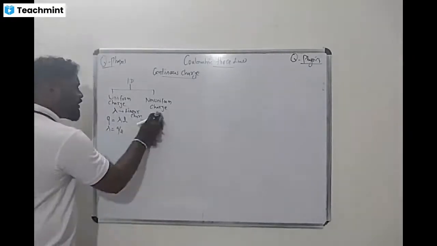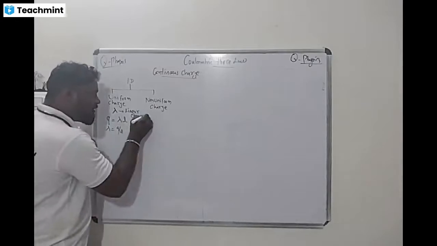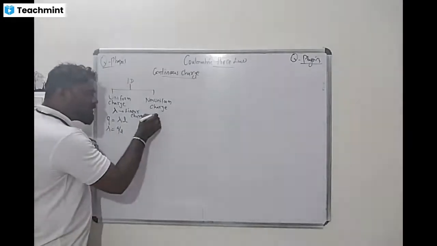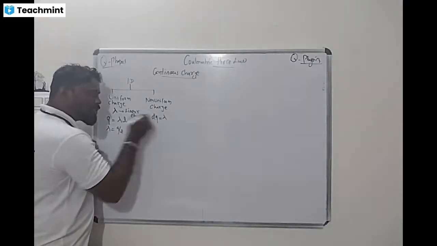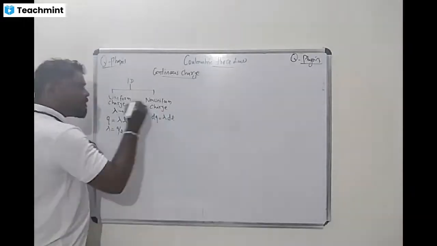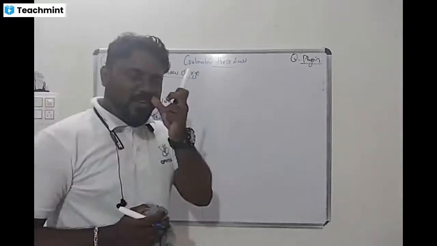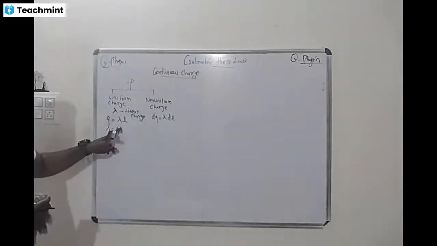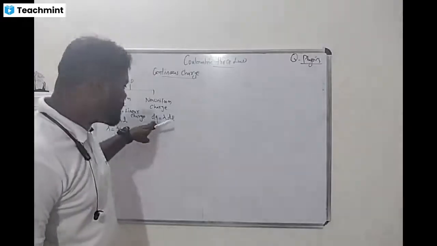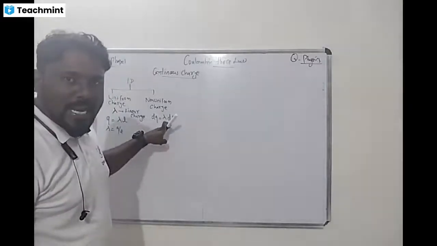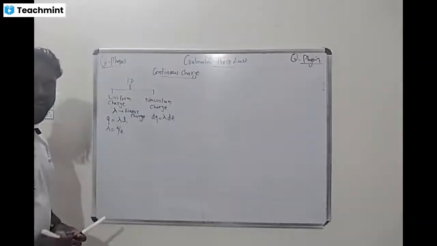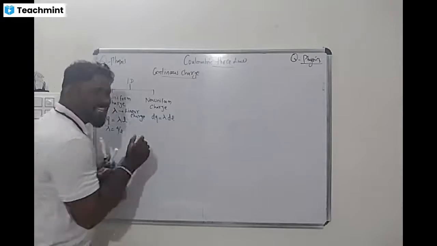For the non-uniform case, dq is equal to lambda dl, where lambda is constant. Is it clear? So, if it is a uniform case, tell me, Q is equal to lambda L. Non-uniform case, dq is equal to lambda dl. Is it clear? Because yes, one dimensional is the rod.